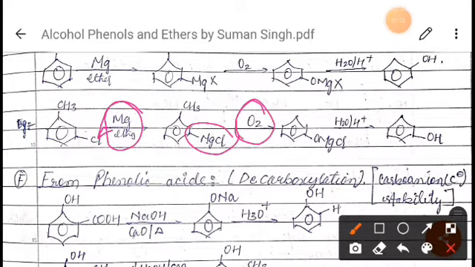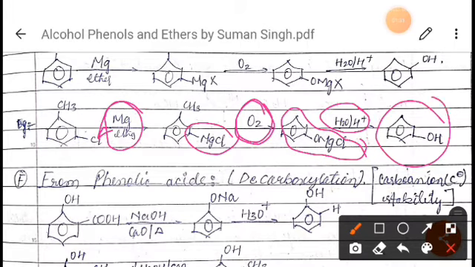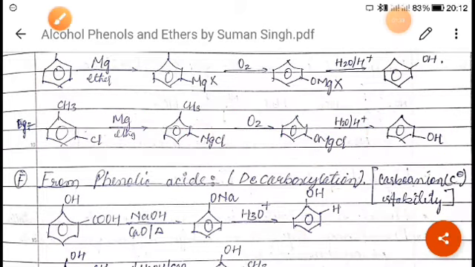After that, in the presence of O2, we will get OMgCl. Now in the presence of H2O and H positive, we will get phenol. So I hope you have understood this.